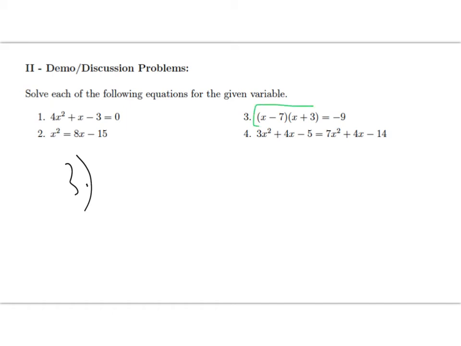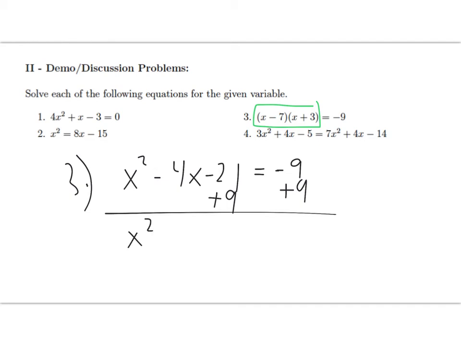So we're going to have to multiply this mess out of x squared minus 4x minus 21. That equals negative 9. Now we're still in this beginning phase of getting everything set equal to 0. So if we add 9 to both sides, x squared minus 4x minus 12 equals 0. Okay, first phase is done.